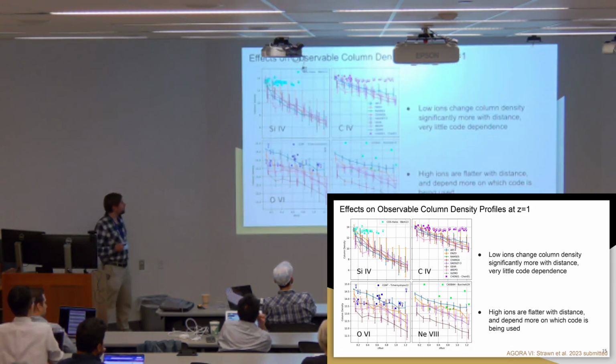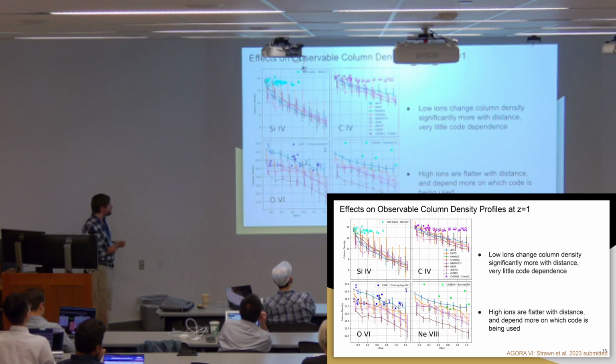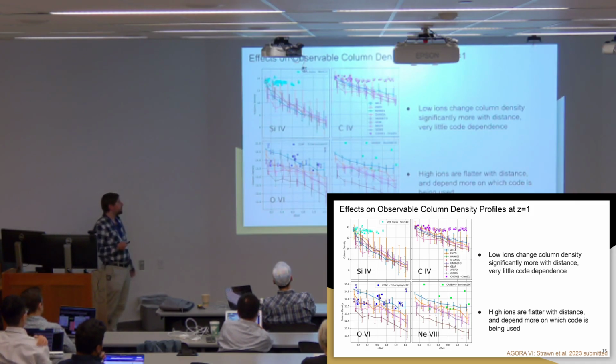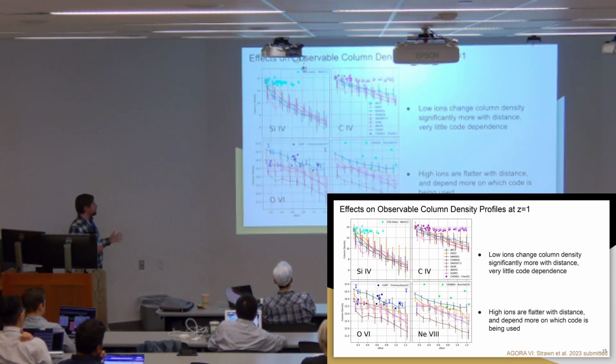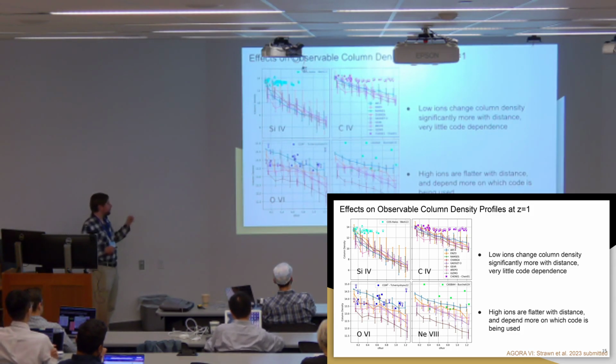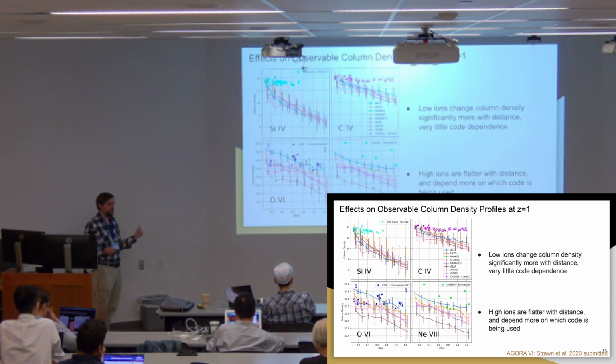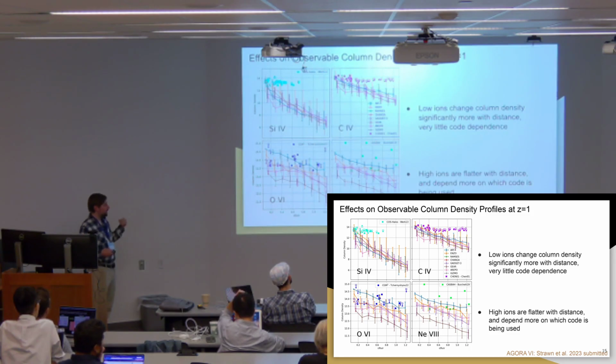So this has some observable consequences, such as when you look at lower ions, they have a lot more of a radial profile change, so these fall off a lot with radius. And they're all kind of aligned with each other. So here it matters a lot more where your sightline is than which code you're using. Whereas when you look at these higher ions, it matters a lot more what code you're using, and these are a lot flatter with distance, right? So it is more affected by which code and which feedback you're using when you're looking at higher ions.